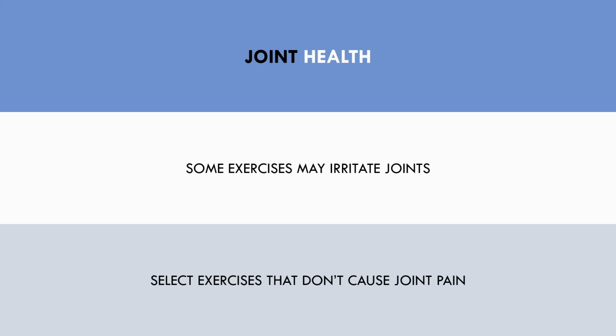Most trainees find specific exercises irritating on some joints, which may be due to individual anatomy or injury history. However, as we have established, many different exercises can be effective for hypertrophy. Therefore, it seems logical to simply avoid exercises which cause pain or discomfort and instead select exercises which feel safe.